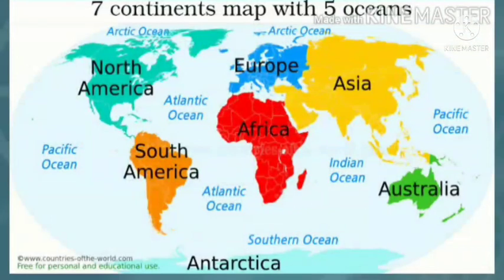Once again, what are the 5 oceans? Pacific Ocean, Atlantic Ocean, the Indian Ocean, Southern Ocean and Arctic Ocean. Next, which are the 7 continents? Asia, Africa, North America, South America, Antarctica, Europe and Australia.